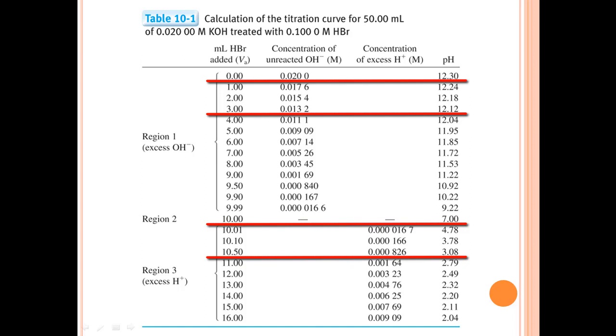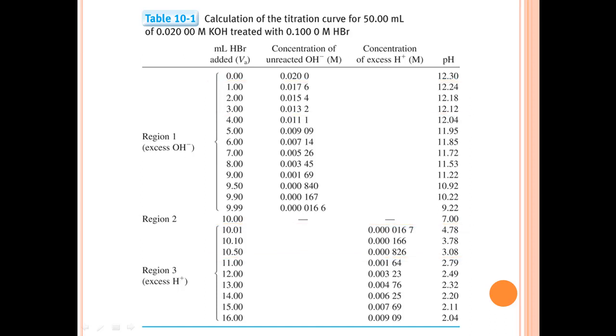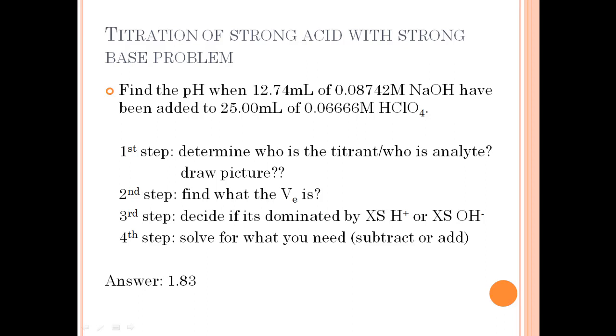But I would urge you to make sure that you understand every single one of these and you're able to make a titration curve. Because again, if you make the titration curve, then you understand what's going on. Let's try to do a problem to see if we understand what's going on. It says find the pH when 12.74 milliliters of 0.08742 molar sodium hydroxide have been added to 25 mL of a 0.06666 molar perchloric acid.